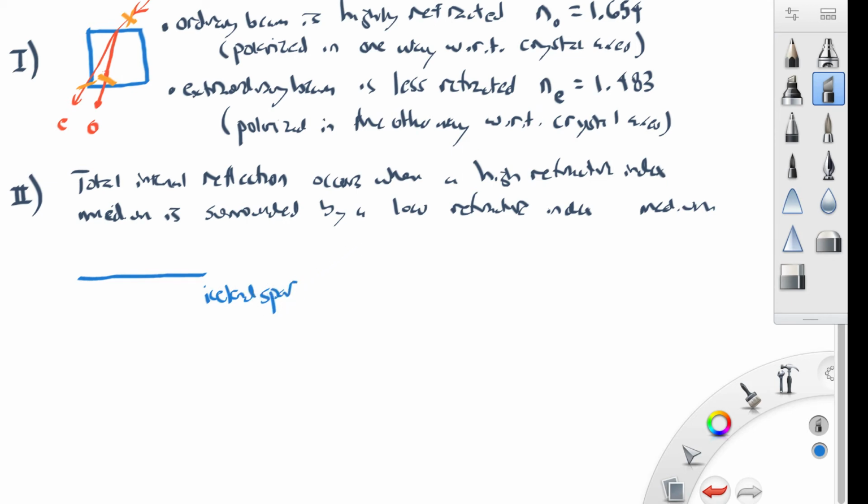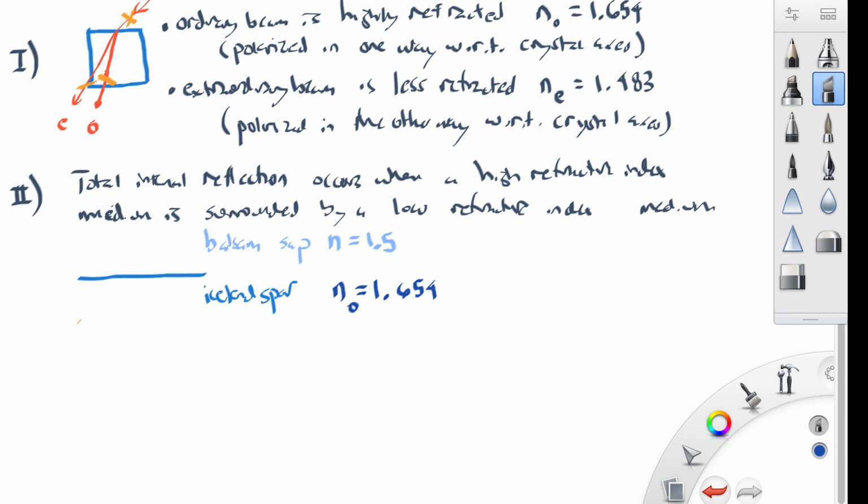And remember that I'm going to draw a couple of beams here. If we have the light coming, and by the way, let's call this out here balsam, fir sap, or balsam sap, the material that he used. And the balsam sap has a refractive index of, let's say, about 1.5. I don't know exactly what it is, but the point is that it has a lower refractive index than the Iceland spar, at least for the ordinary beam, 1.654. That's for the ordinary beam.